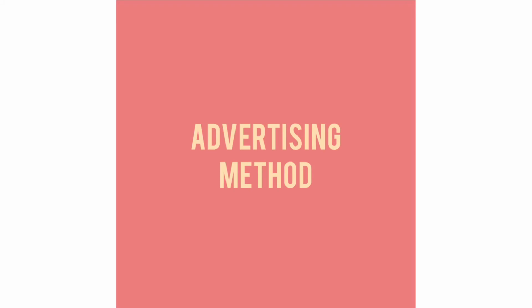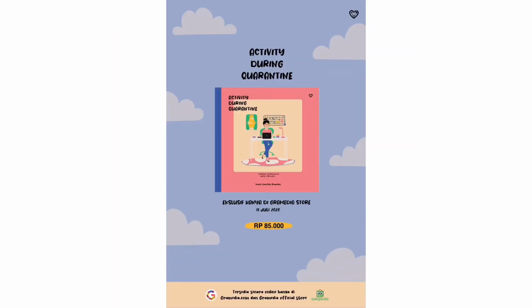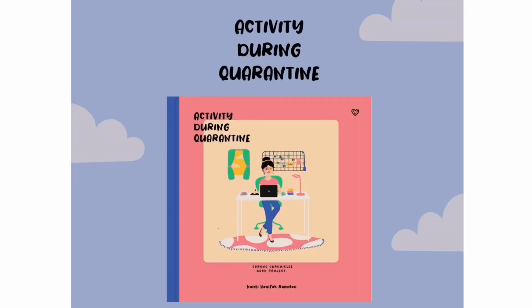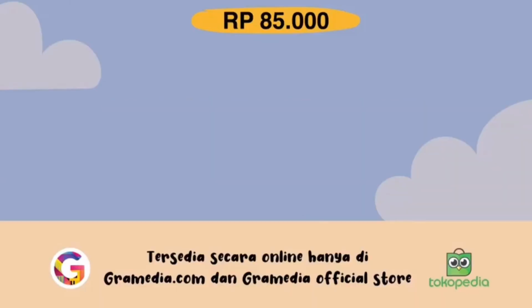Next is the advertising method. For advertisement design, I use a poster as advertising media with A3 plus size. In this poster, I describe the cover of the book, information on the book launch date, and where to buy the book. For example, I wrote that this book can be purchased at Gramedia bookstore, both offline and online. So that's the explanation about the process of making this book.